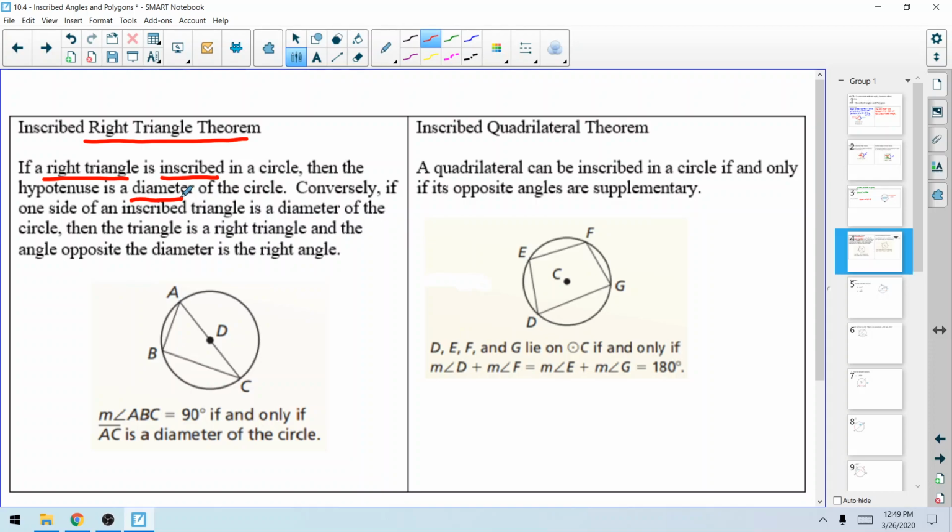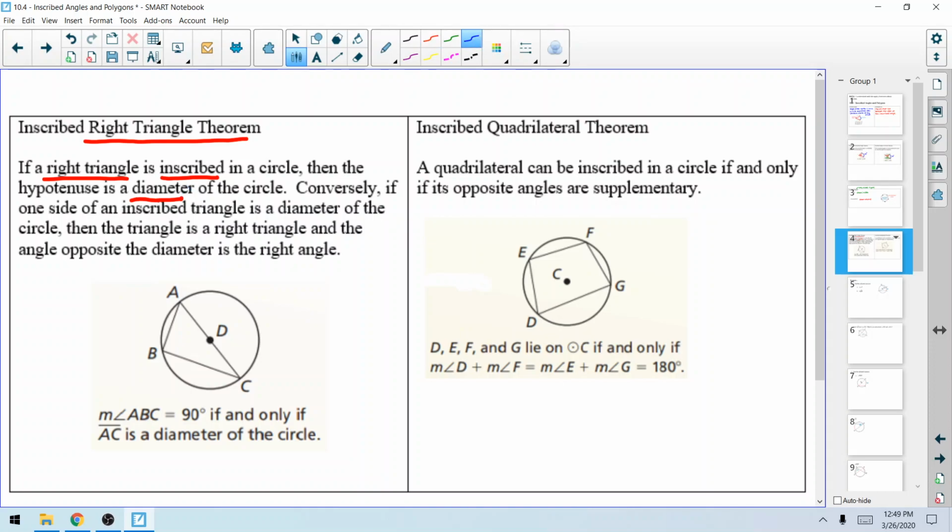Conversely, meaning the other direction, if one side of an inscribed triangle is the diameter of the circle, then you know that the triangle is a right triangle, or that it has a right angle. So let's think about this for a minute and why this would be true.